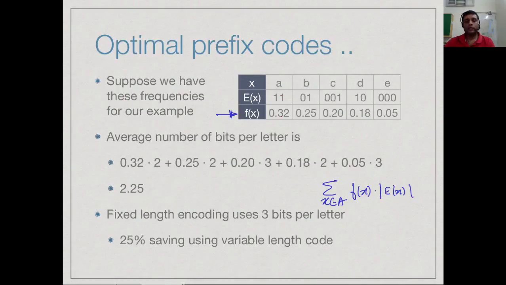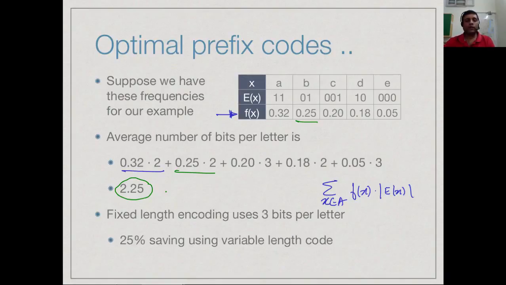Then I have 0.32 times 2 because the encoding of A is 2 letters. Then I have 0.25 times 2 because the encoding of B is 2 letters, and so on. So I have these 5 terms A, B, C, D, E, and then I add it up and I get 2.25. So it says that I need on an average 2.25 bits per letter. Of course, I can't use 0.25 bits per letter, but what this says is, for instance, that if I have 100 letters, I would expect to see 225 bits in the output encoding.